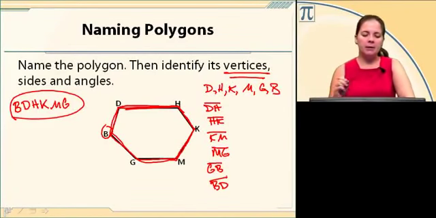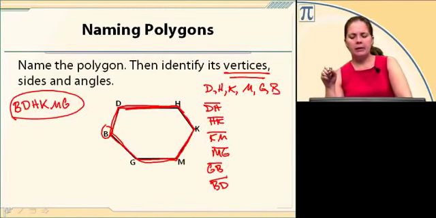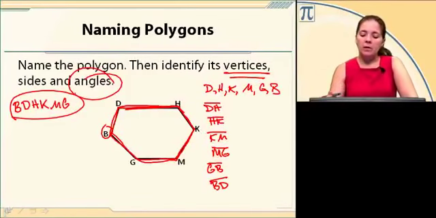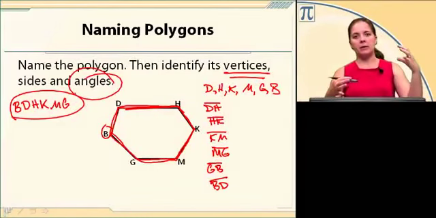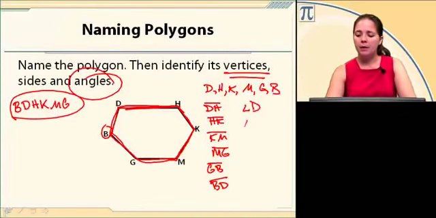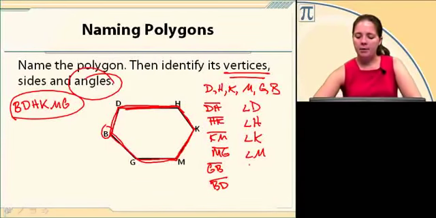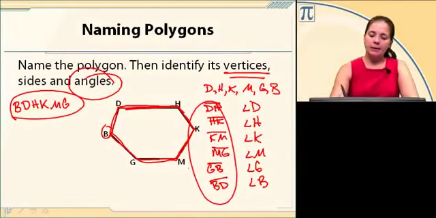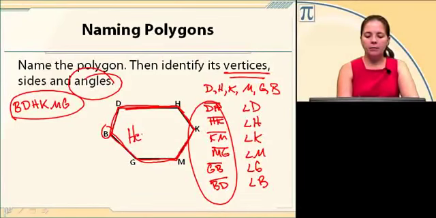So I've got 6 letters, 6 vertices, 6 segments, and I'm going to have 6 angles. So this is going to be a hexagon because there's 6 of those. The angles are angle D, angle H, angle K, angle M, angle G, and angle B. So since I have 6 sides, I said this was a hexagon.